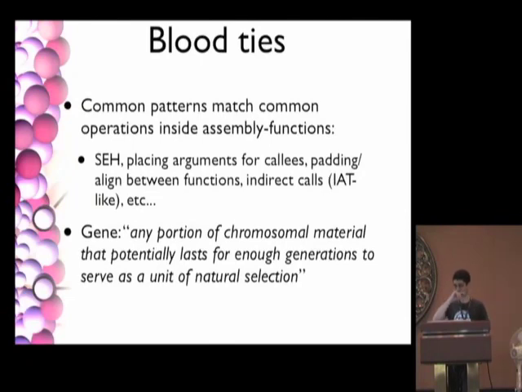And the title of our talk is the selfish code. This comes from a book from the 70s about genetics. And I really like the definition of the gene that is made in that book, that is this one: a gene is any portion of chromosomal material that potentially lasts for enough generations to serve as a unit of natural selection. Basically, it's like a small part of a chromosome that lasts over your sons and grandsons and everything.